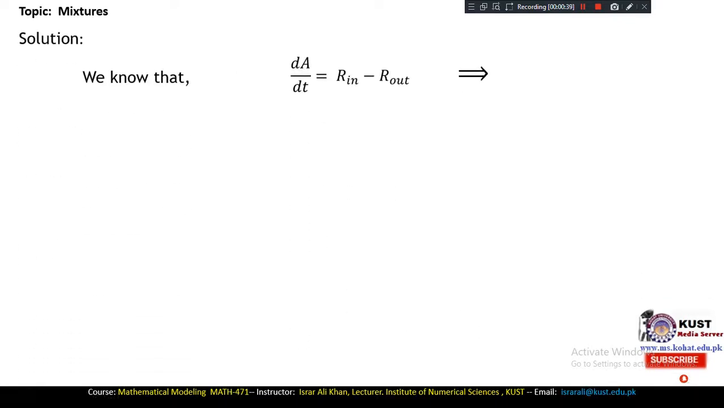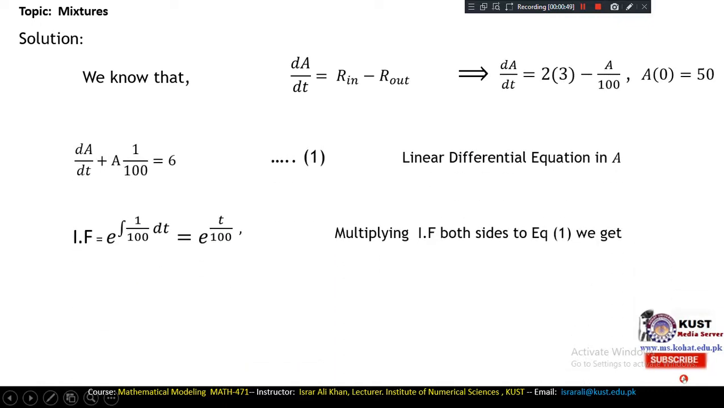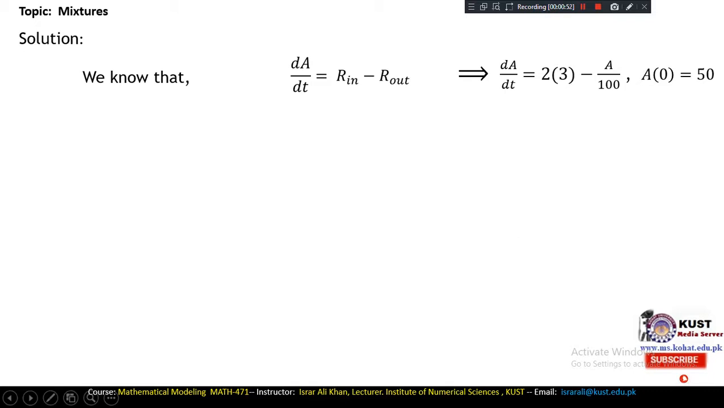And as we know, the rate at which the amount of salt changes, dA divided by dt, is equal to R in minus R out. And you can see this is dA divided by dt equals 2, the amount of salt per gallon, times 3, the rate of inflow of the mixture, minus A divided by 100. And you can see this is the initial condition. A of 0 is equal to 50, meaning initially 50 pounds of salt is dissolved in the system.